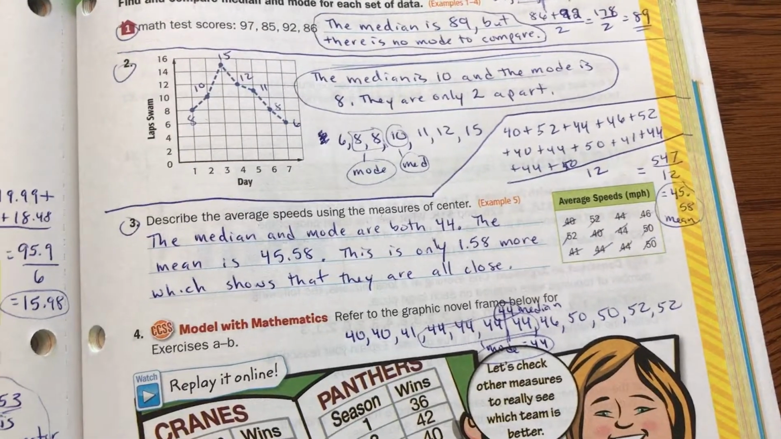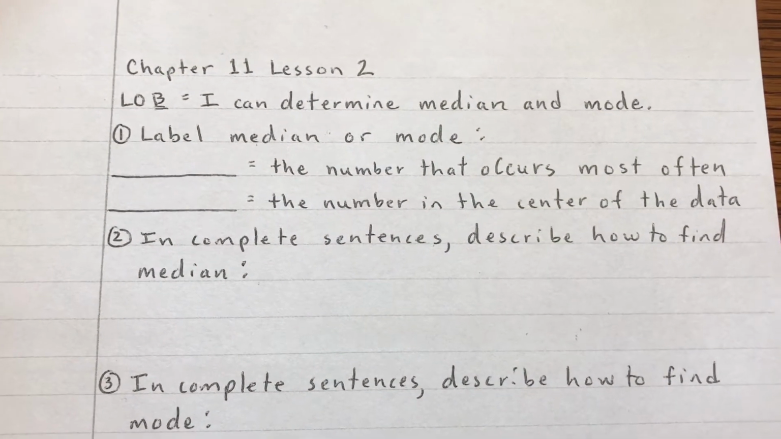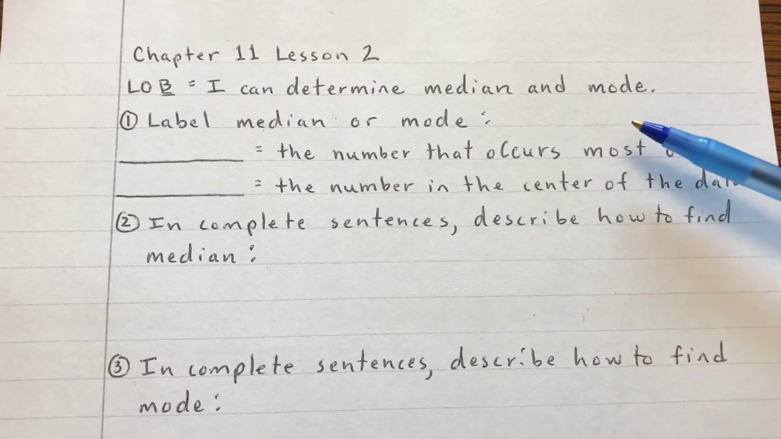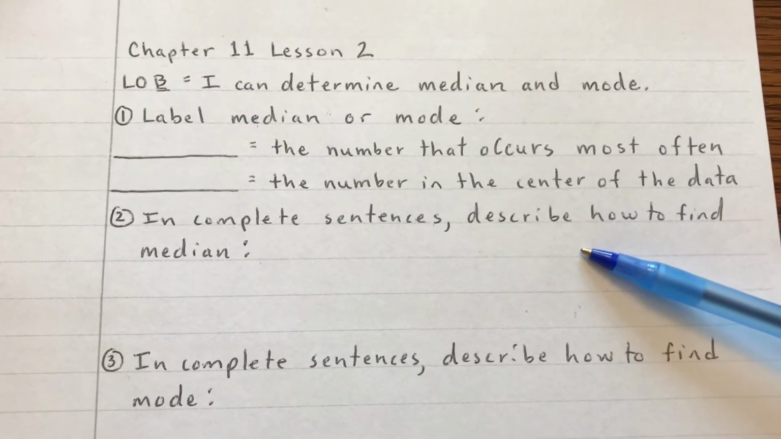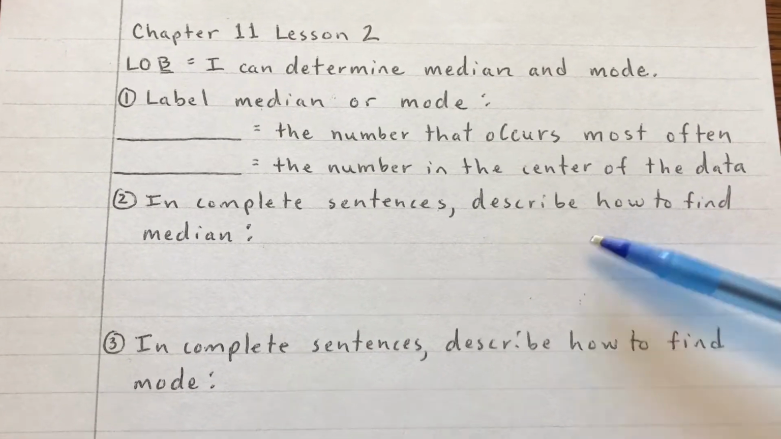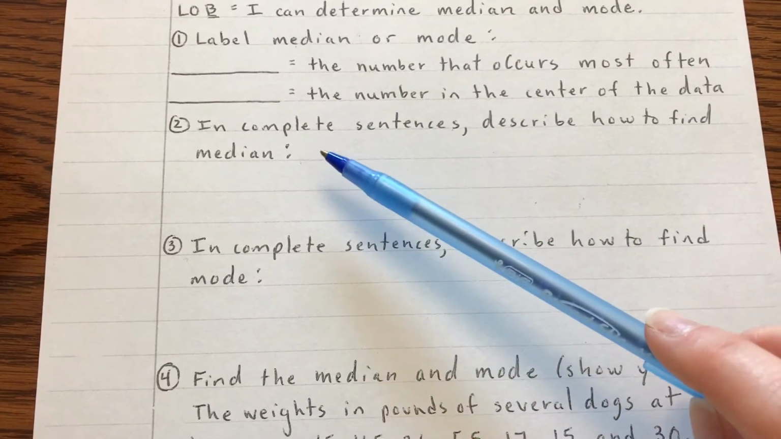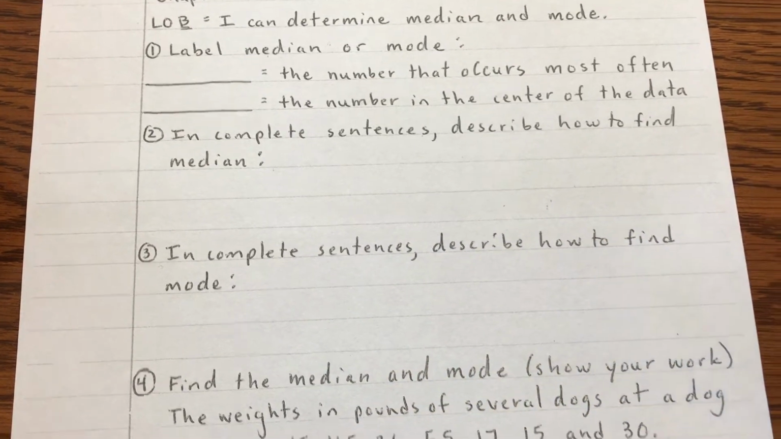Okay, now it's time for the reflection. So the reflection for Chapter 11, Lesson 2, Median and Mode, starts with number 1, label which one is median and which one is mode. Incomplete sentences describe how to find the median, and incomplete sentences describe how to find the mode. So start with, to find the median, you. To find the mode, you.